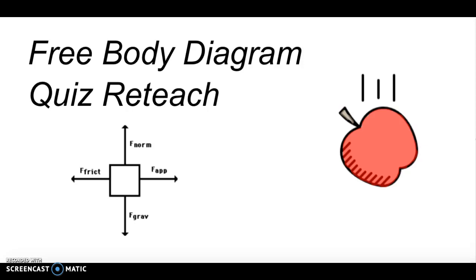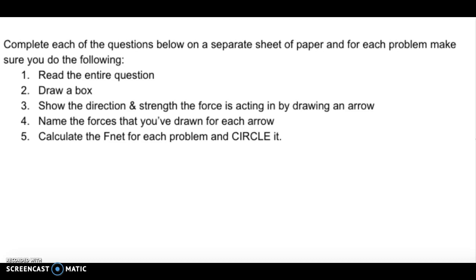This is your free body diagram quiz reteach video. Before we do the problems that you're going to correct, remind yourself of the following things that we're going to do for each problem. We want to make sure that we read the entire question. We want to make sure that we draw a box, show the direction and the strength of the force acting by drawing an arrow, and then the names of the forces that we've drawn below. And then calculate the net force and circle it.